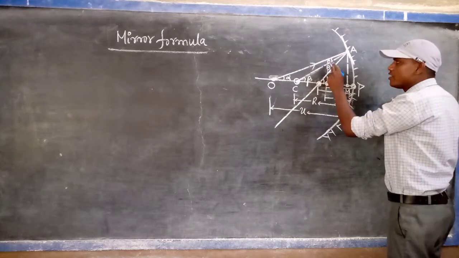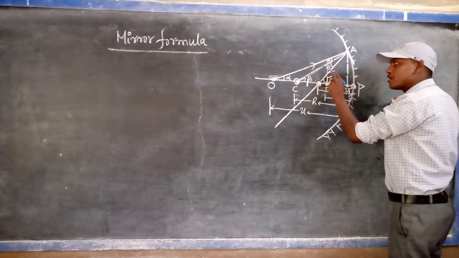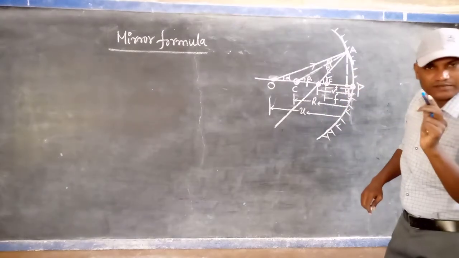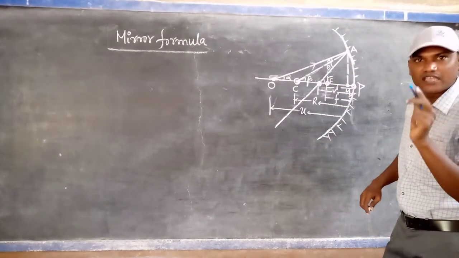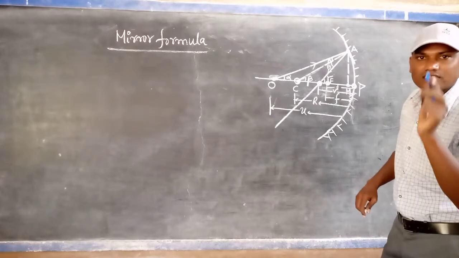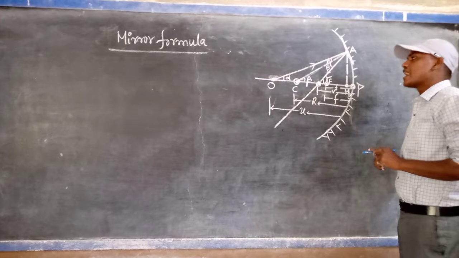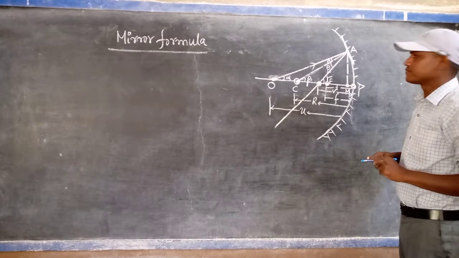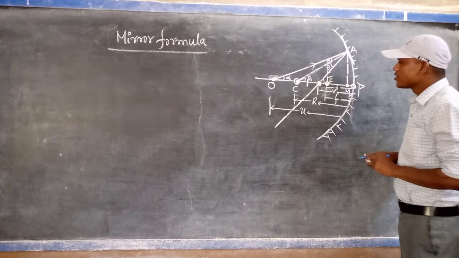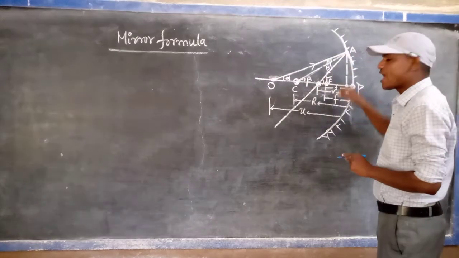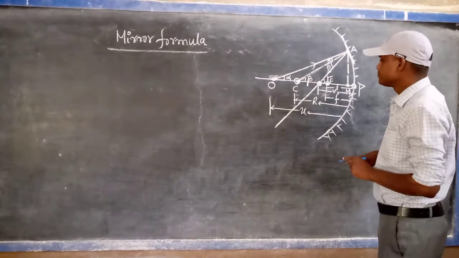Angle i we consider as theta, and angle r we also consider as theta, because curved mirrors, our spherical mirrors, also follow the laws of reflection. That's why angle i is equal to angle r. So this is theta, and this is also theta. Both have the same angle.